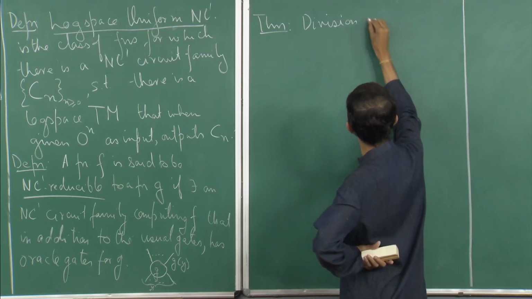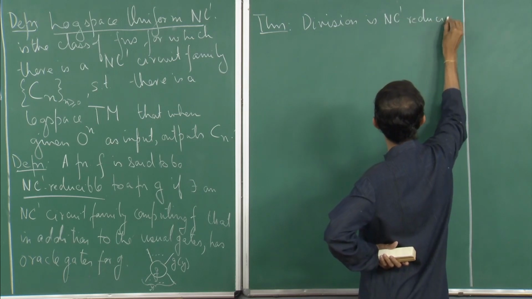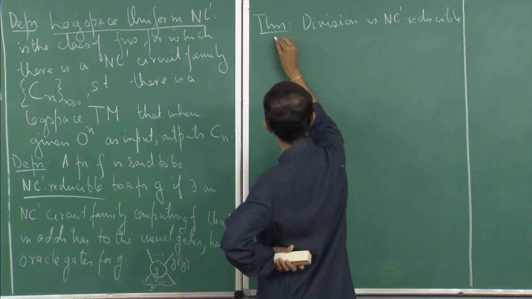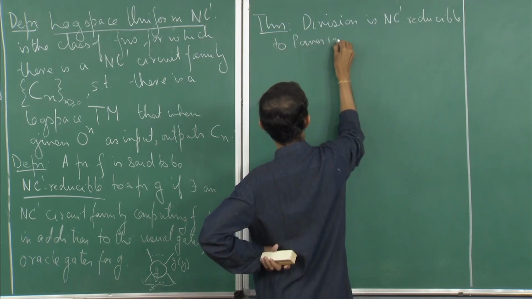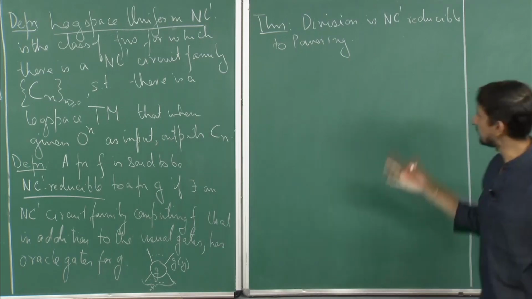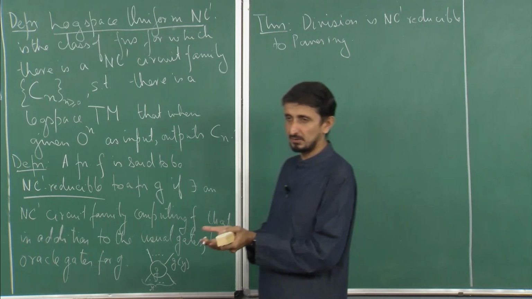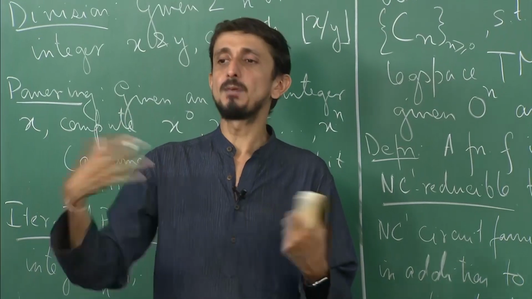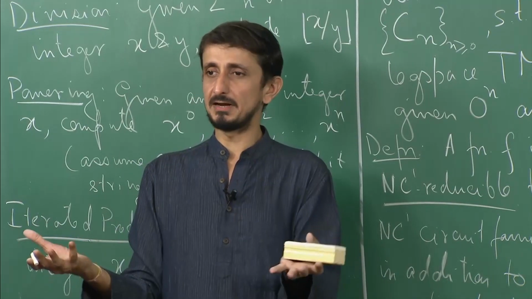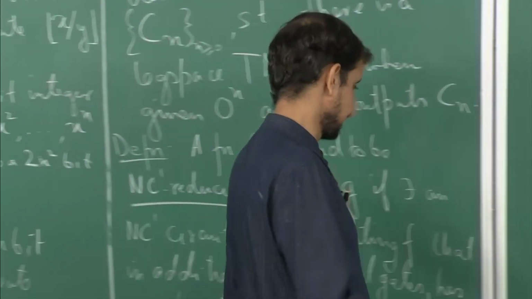So, division is NC1 reducible to powering. So, essentially what we will show when we prove this theorem is that there is an NC1 circuit for division, which in addition to AND or NOT gates, has some gates for powering. Okay. So, there are some powering questions that we will ask and we will assume that we have those answers. Okay. That is essentially an application of this.